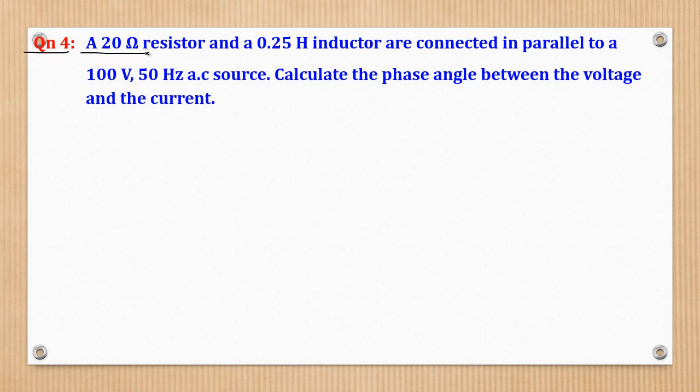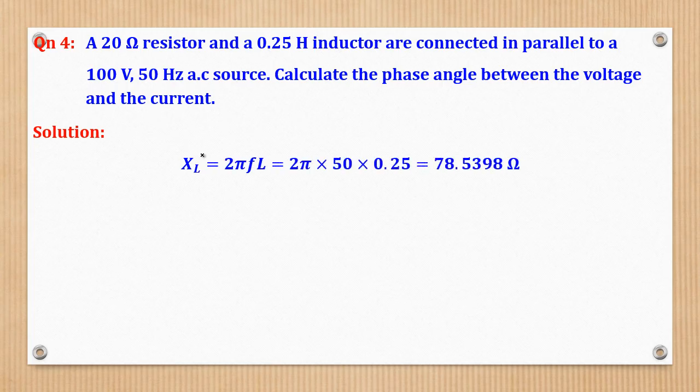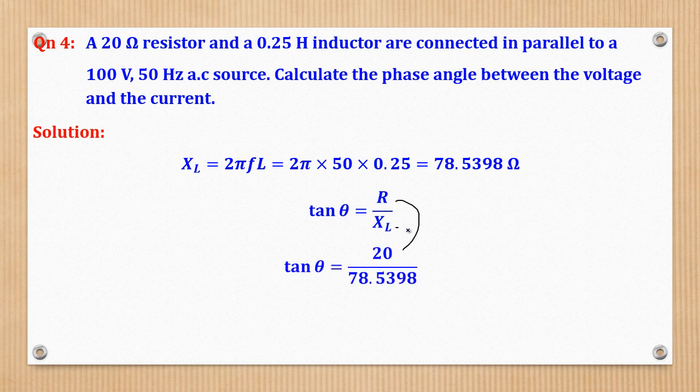Question 4 says a 20 ohm resistor and a 0.25 Henry inductor are connected in parallel to a 100 volt 50 Hz AC source. Calculate the phase angle between the voltage and the current. So inductive reactance is that, and phase angle will come from tan theta equal to R over XL. Substitute for R and for XL, then make theta the subject. And that's what they wanted.